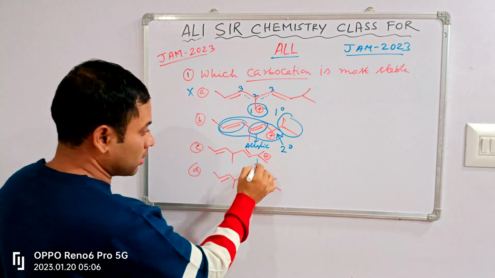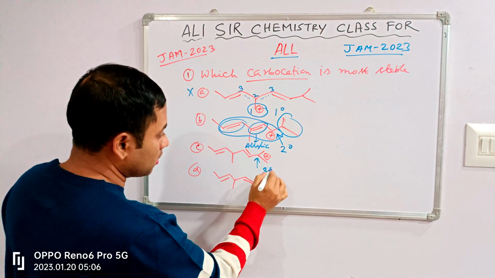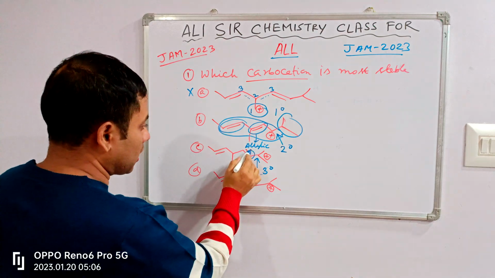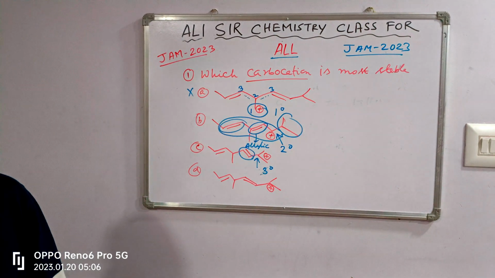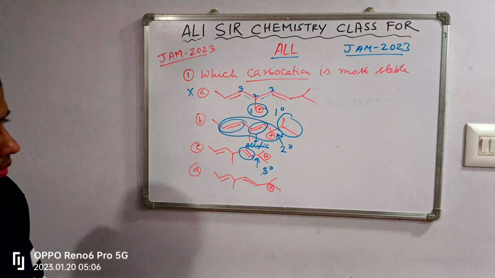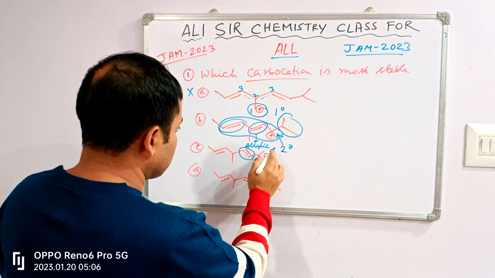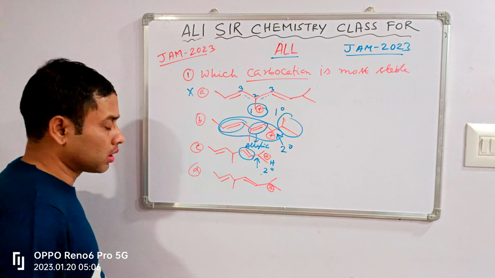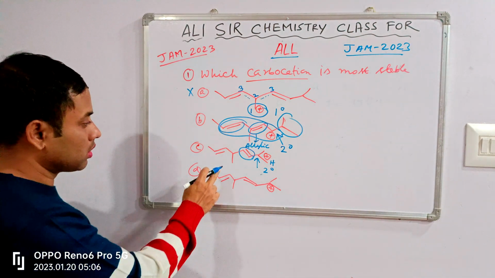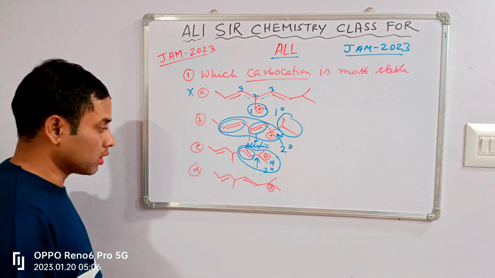Now move to the third one. In the third one, if you see this center, this is a 3 degree carbocation as well as allylic. But if you look very closely, no, this is a 2 degree allylic. It is 2 degree allylic, but this is not extended conjugation. It is just a simple 2 degree allylic. There is no extended conjugation here.